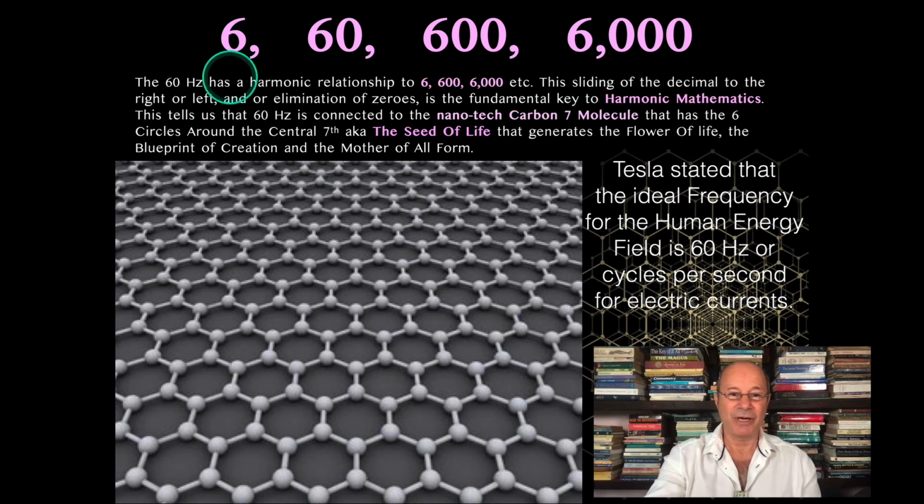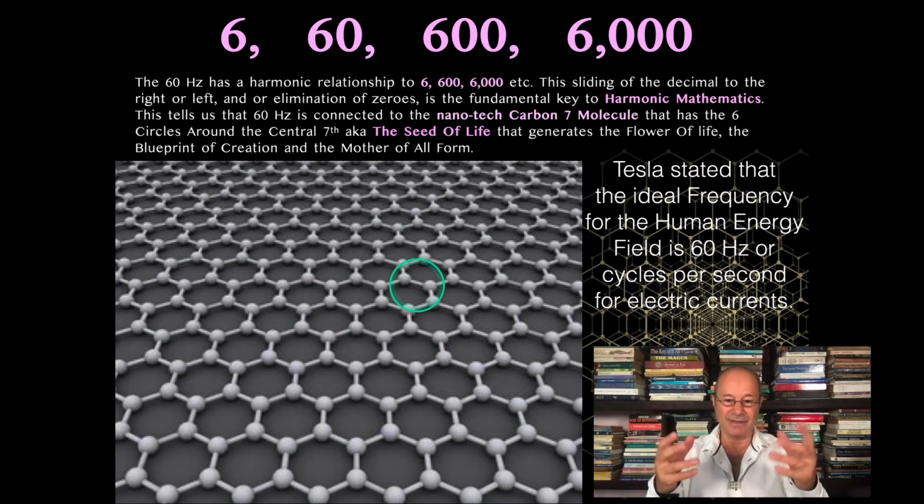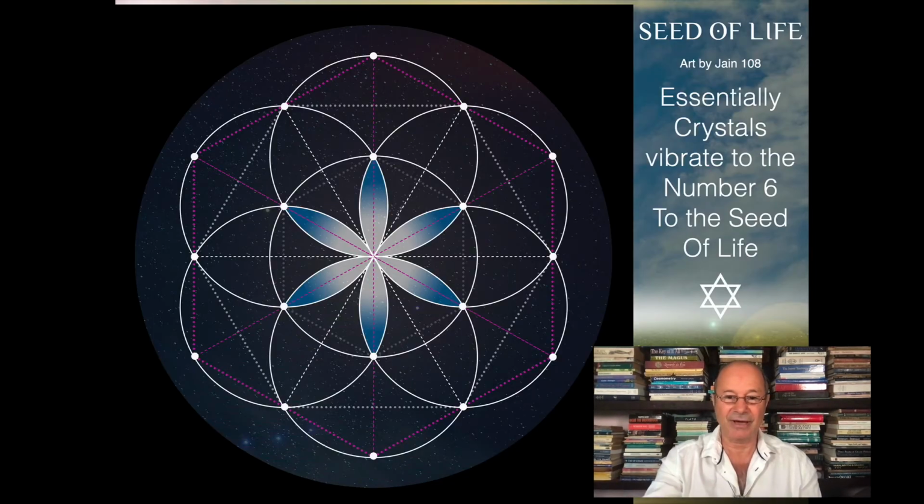So Tesla's work inspired the concept of 6 is hexagon, 60 hertz, 600, 6,000. As we're entering the highly advanced technological age, we can see that what artificial intelligence is based on is all the hexagons. This is what we call nanotech, but it's really based on what we call the flower of life, the seed of life. But what's governing this sixness is the 60 hertz, which is the ideal component for currents.